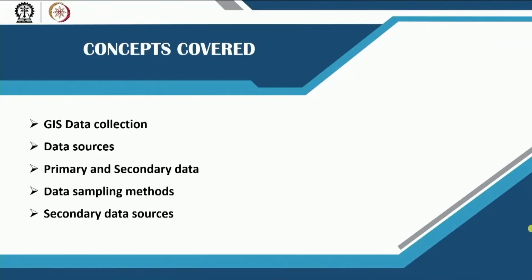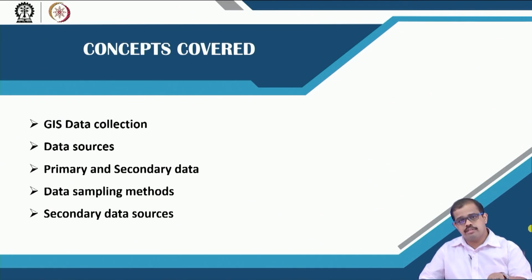When I look at the entire concepts that I will be speaking on in this class, the first thing is the GIS data collection. What are the different data sources that are there? It may be primary data or secondary data sources, and how primary data is efficient. For secondary data sources, there are certain issues that have to be considered before you use them to build the data models. Then data sampling methods.